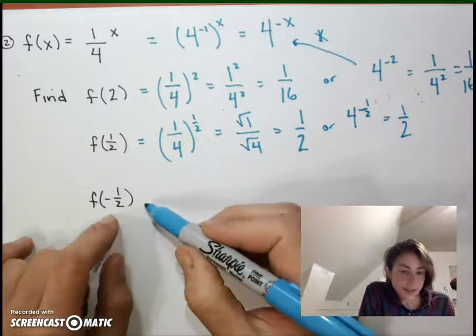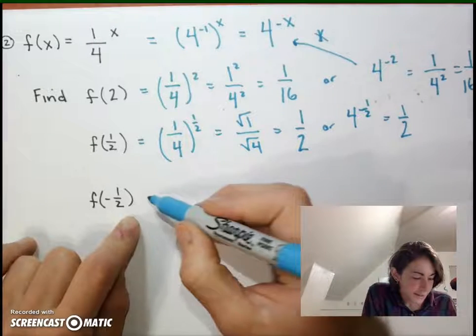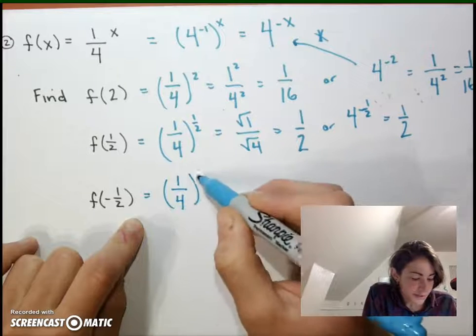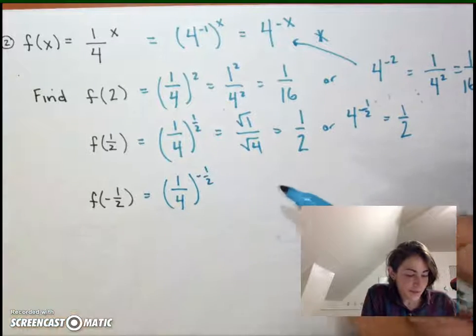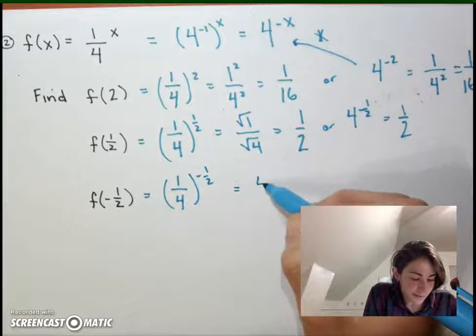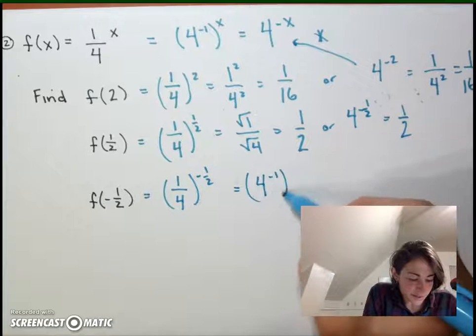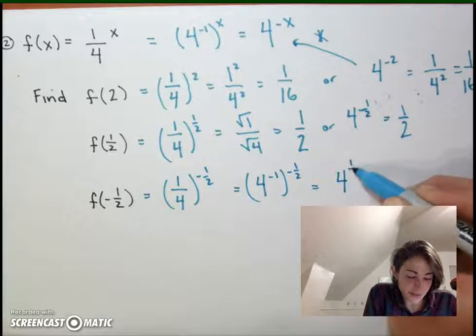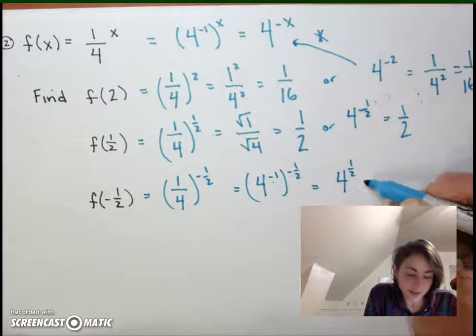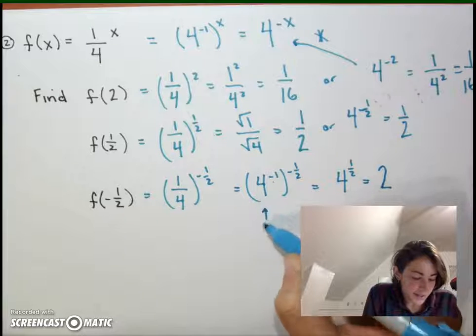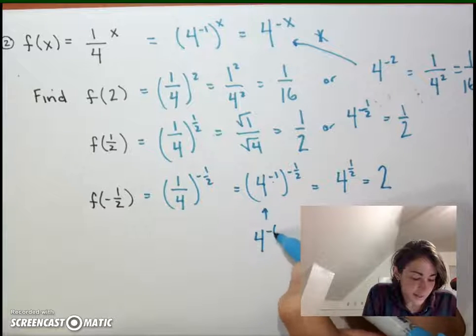And finally, f of -1/2 is going to be 1 over 4 to the -1/2. But it's actually easier to think of it like this by writing 4 to the -1 raised to the -1/2, because that gives me 4 to the 1/2 when I multiply those exponents together, and that's just 2. So what I did here is just thought of it as 4 to the -1/2.